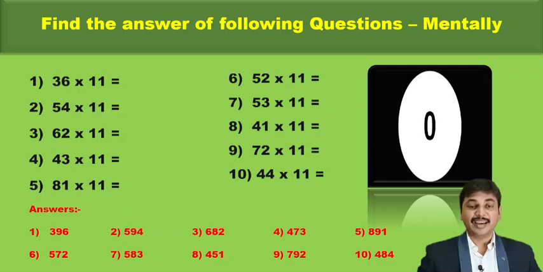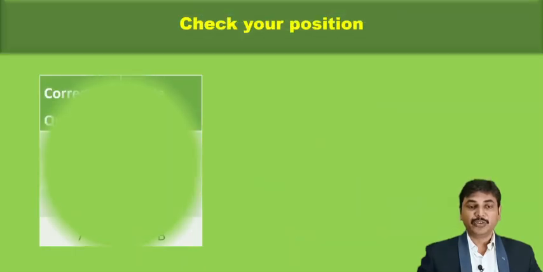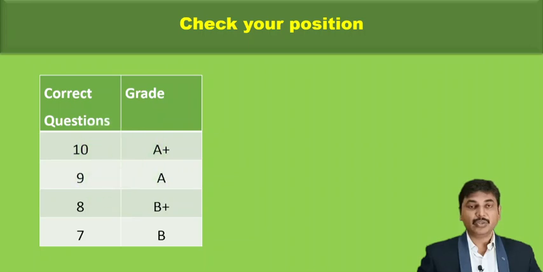Okay. Now check your position. If you got all correct, you get A plus grade. If 9 correct, then A. If 8 correct, then B plus, 7 correct, B. Don't be disheartened if you got less than 7. Go to the concept again, rewind, and then again check your position, my dear friend.